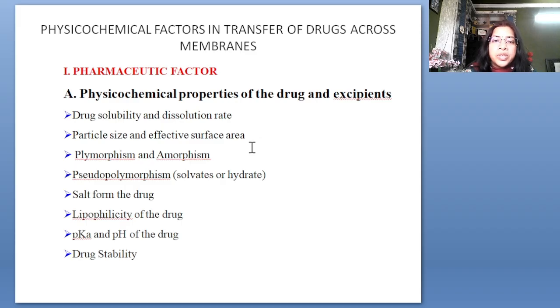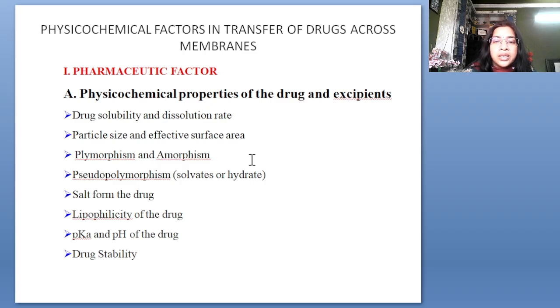Then polymorphism and amorphism. Polymorphism is the phenomenon where a solute or a substance exists in multiple morphologies or crystal forms. Like the shape and size of the crystals may vary or the colors may vary. Generally it is a rule that polymorphism will reduce the absorption of the drug and amorphism will enhance the absorption of the drug. Then pseudopolymorphism, where the solute or drug substance accumulates water or other solvent vehicle into it and takes a new form.